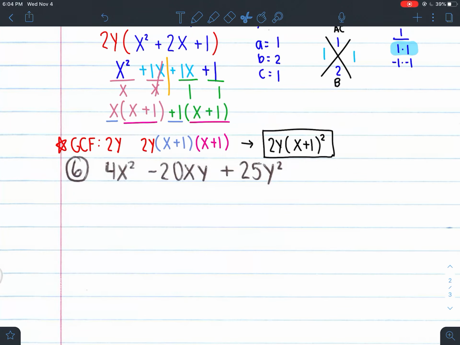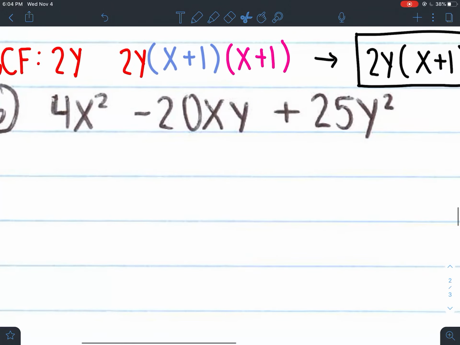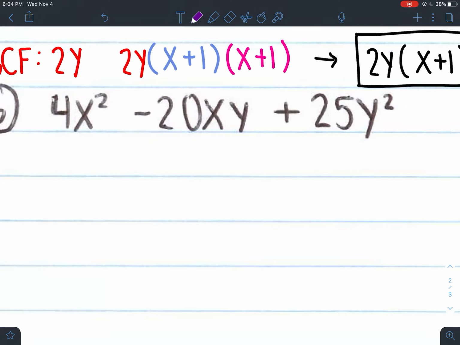All right, we're moving on to our final problem, which is number 6, 4x squared minus 20xy plus 25y squared. Now here, you want to check for standard form. This one is a little bit different, so standard form doesn't really apply because you have 2 variables going on. When there are 2 variables involved, there isn't really a standard form, so we're going to ignore that. We always like to keep the x squared in the front, so we're going to keep that in the front.